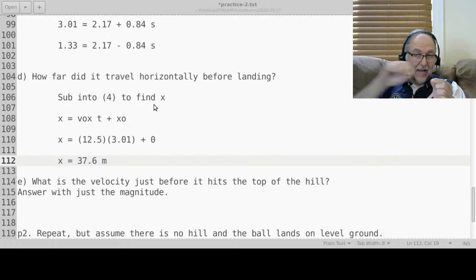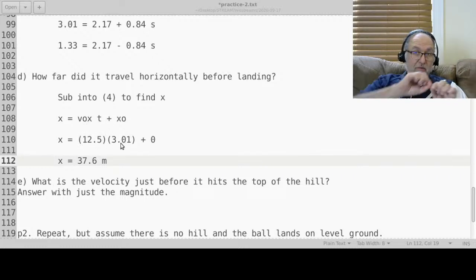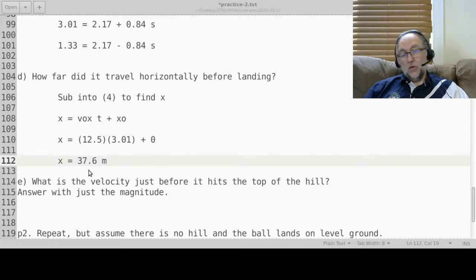X is like the horizontal distance. It's the x component of the position at the end of the motion. Okay, and so x is equal to v naught x t plus x naught. Plugging in the numbers, v naught x was 12.5. For t, we're going to use the time until it actually lands on the top of the hill, which is 3.01 seconds. And the initial horizontal position was 0 meters. Okay, and so it turns out to be 37.6 meters. Okay, that was easy enough.